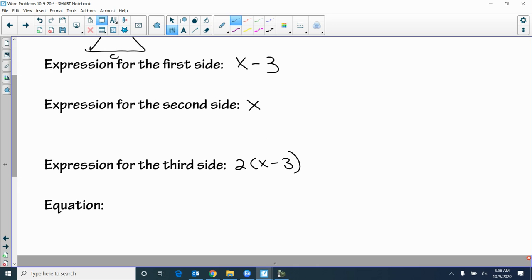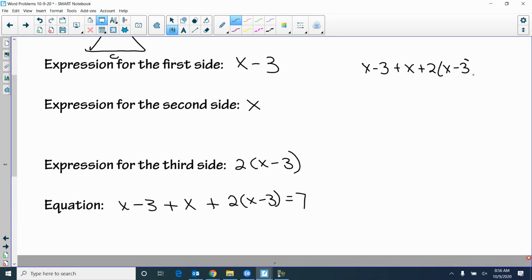And I said in the beginning, you take the 3 sides and we add them up. Well, what's the first side? The first side is X minus 3. Plus, what's the second side? X. Plus, what's the third side? 2 times X minus 3, and that equals 71. Now I'm going to take that equation and put it over here on the right where you got a little bit of room. X minus 3 plus X plus 2 times X minus 3 equals 71.